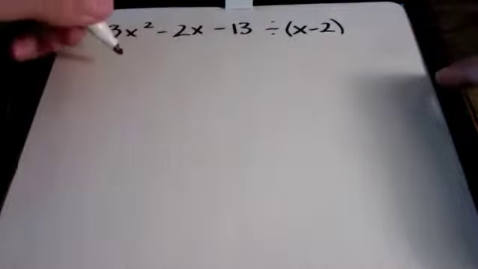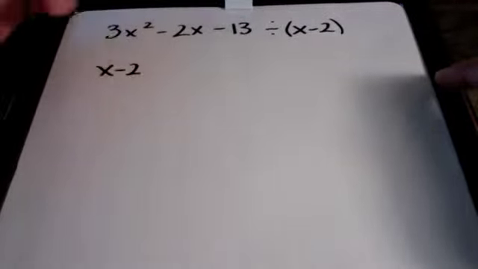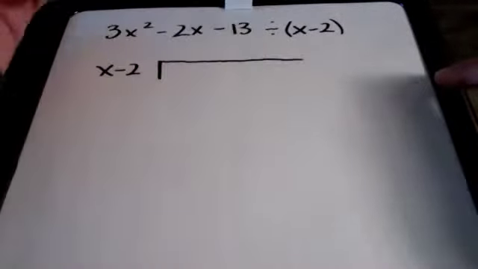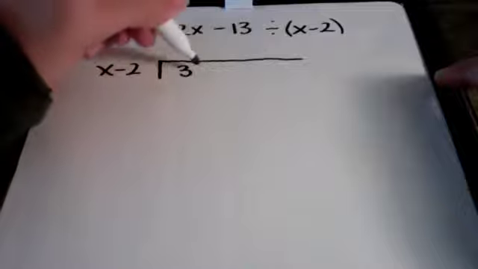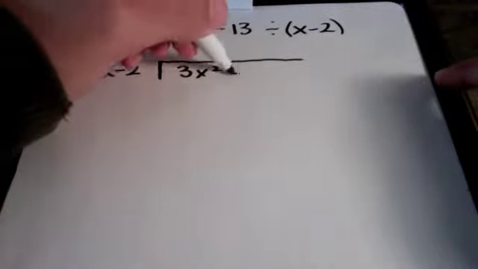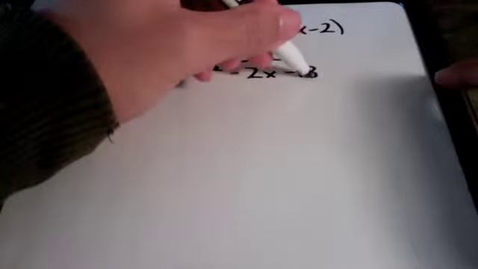So first we're going to put the divisor off to the side, so we'll have x minus 2. Then we make our division house, and we put back in the dividend from above, so we have 3x squared minus 2x minus 13.